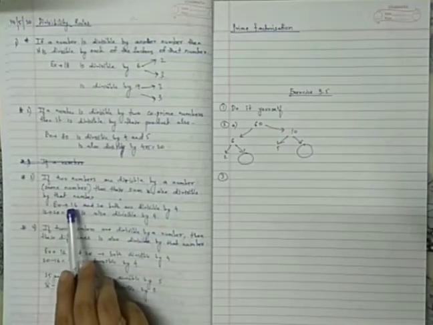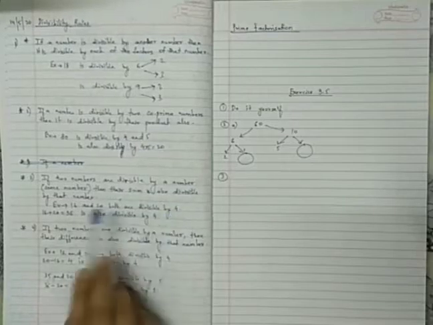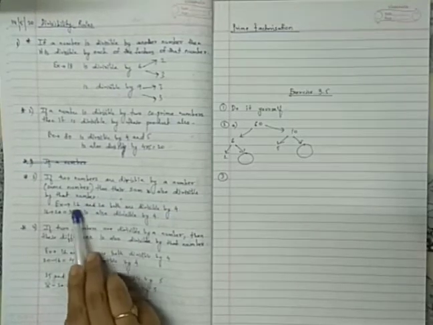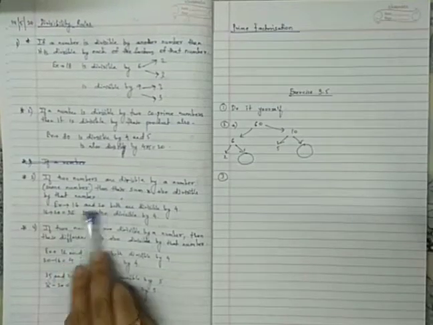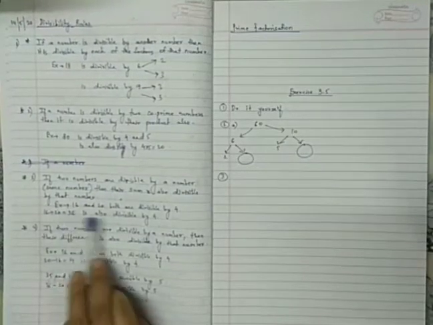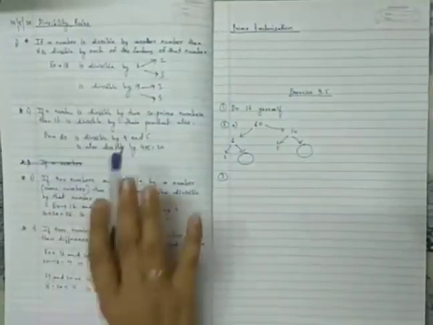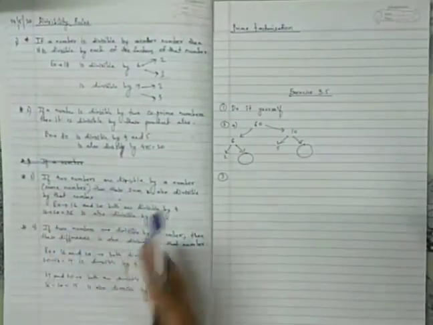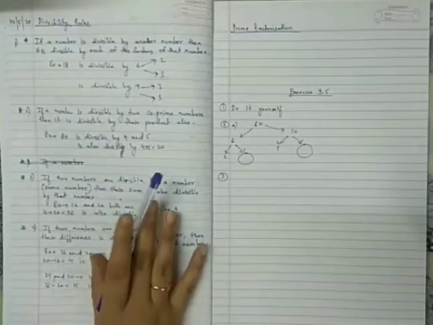Now the rule says if these two numbers are divisible by 4, then their sum also will be divisible by 4. So let us see, the sum of 16 and 20 is 36. 36 is also divisible by 4. 36 comes in the table of 4. So the third rule is, if two numbers are divisible by a number, then the sum of the numbers is also divisible by that number.